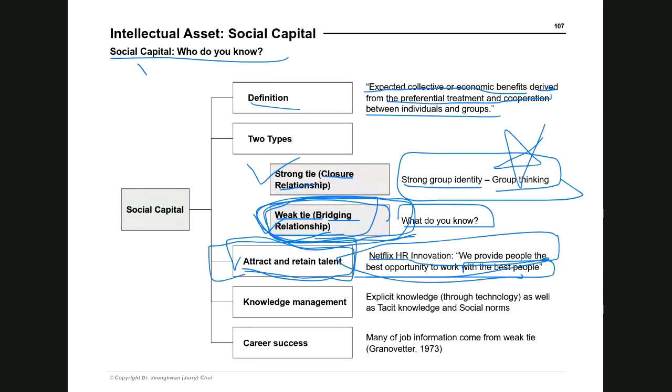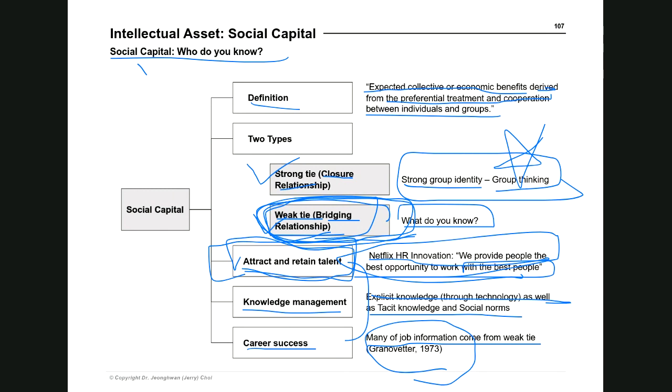Social capital works well if you have to deal with somebody. Knowledge and technology also come from the social network. How can you learn about the social norms? Usually from your social network: your friends, your father, your mother, your professors. Valuable knowledge and information mainly come from your social network. Career success is related to the job, and much job information comes from the weak tie. We have studied this since the 1970s, and that's totally true. Career information and more professional information come from your weak tie.